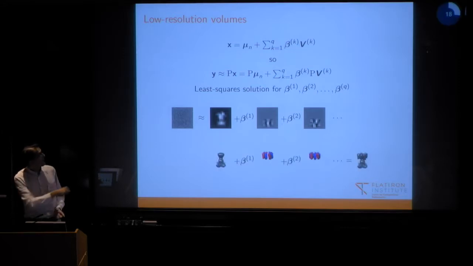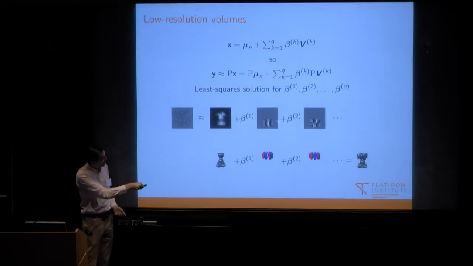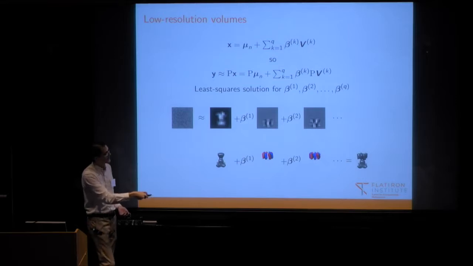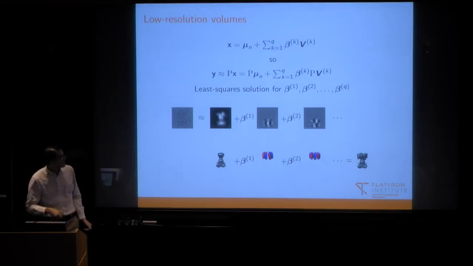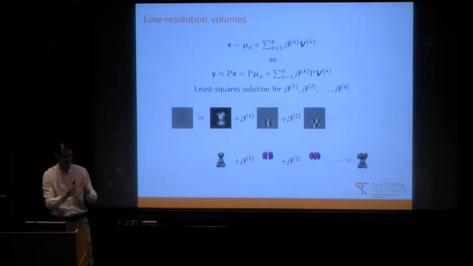Then we can go from the images back to the volume. Since the betas are the same, we can take the mean volume plus these eigenvolumes, combine them, and get something like this. We're still at very low resolution, but we see here that we have captured some of the movement in terms of the rotating part of this fake molecule.